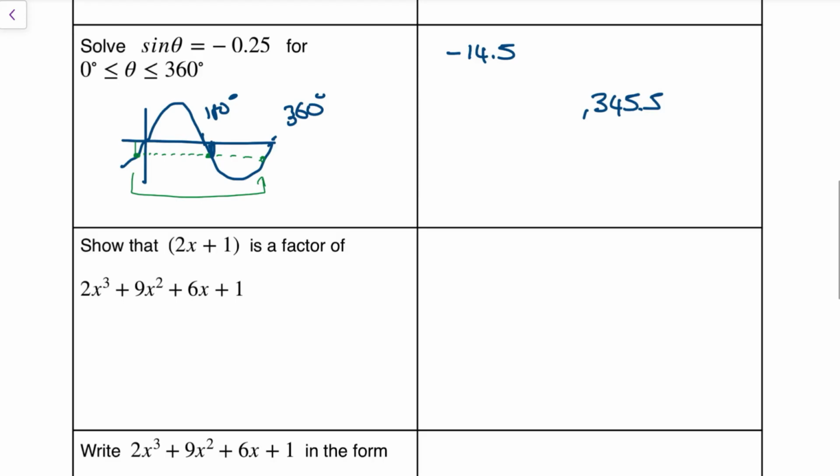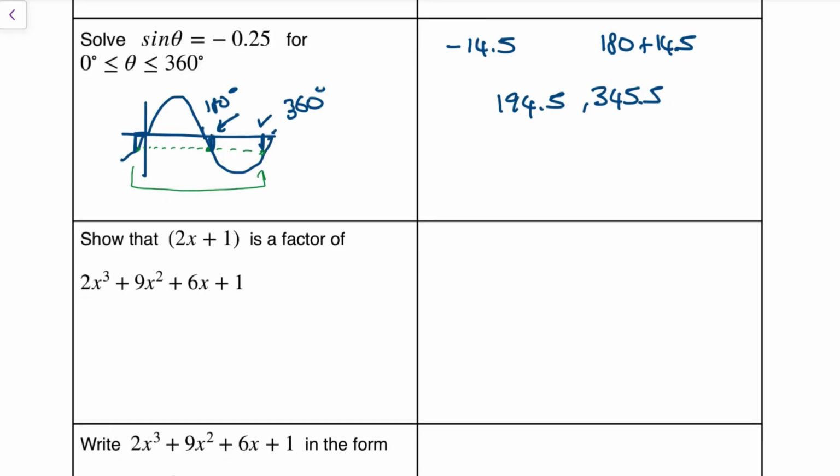Now this one here, I've done this one, I'm looking for this one here. Well, there's a few ways of expressing it, but the way that I would think about it is going to be 180 plus 14.5, because each of these units is 14.5. So 180 plus 14.5 is going to give me 194.5. I've got 2 solutions. I'm happy with both of those. That is my final answer.